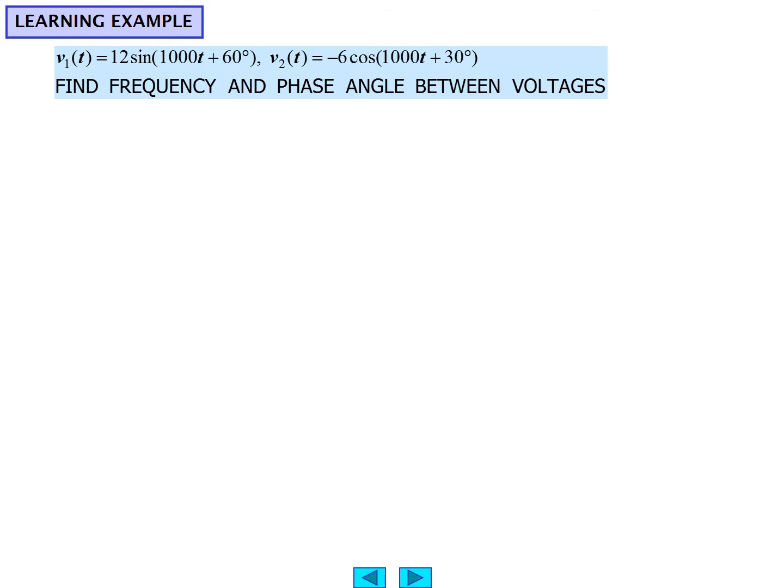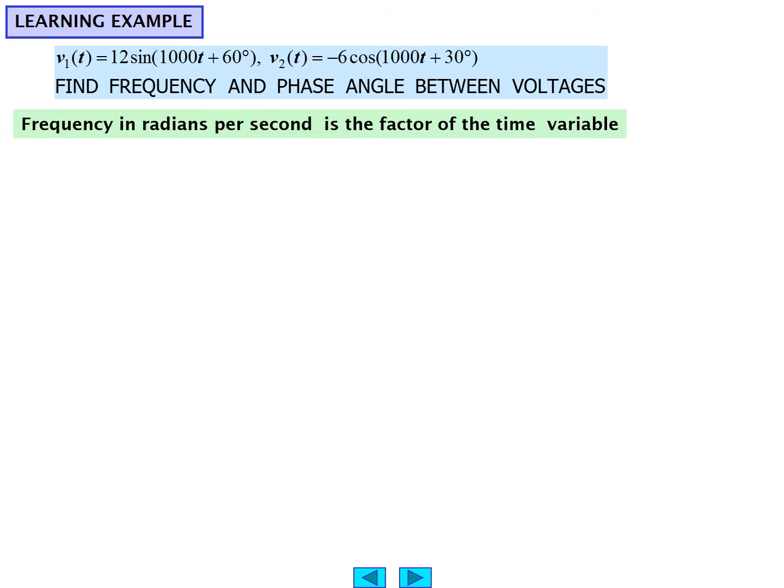Here we have a problem. The problem is I've given, in this learning example, two sinusoids. V1 of t is equal to 12 sine 1000 t plus 60 degrees. And V2 is equal to minus 6 cosine 1000 t plus 30 degrees. Please remember that the argument for t is in radians, or omega, radians per second.